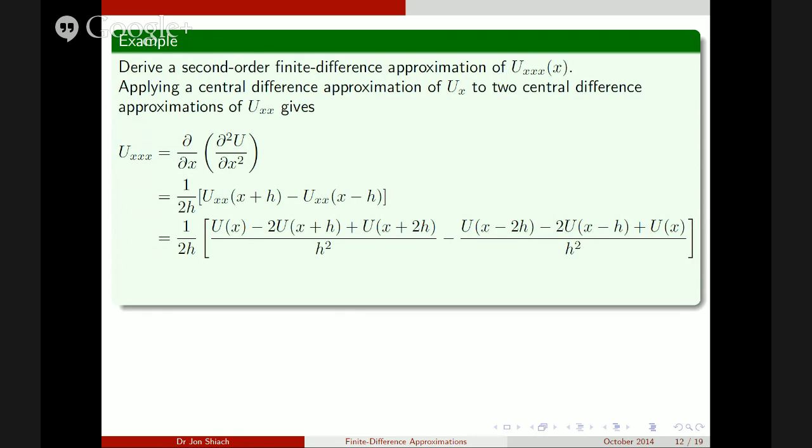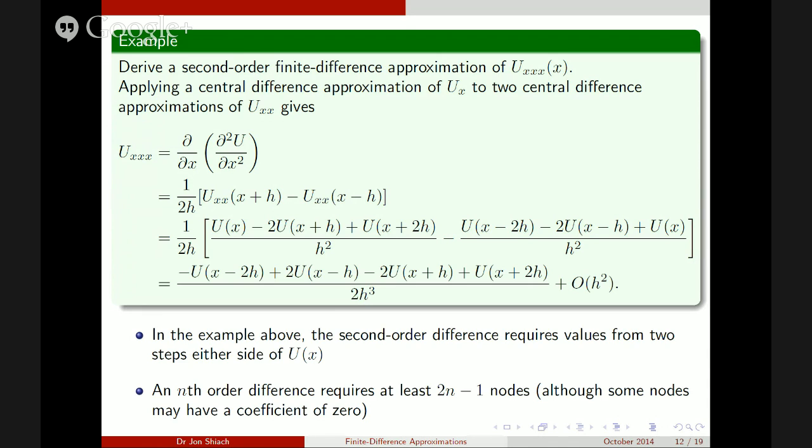If I simplify all of that down, some terms cancel out. If I take all the h terms outside, we end up with this. Rather horrible sort of looking thing. But this is an approximation. This is a second order approximation of a third order derivative.